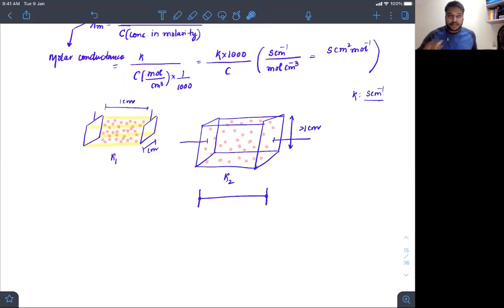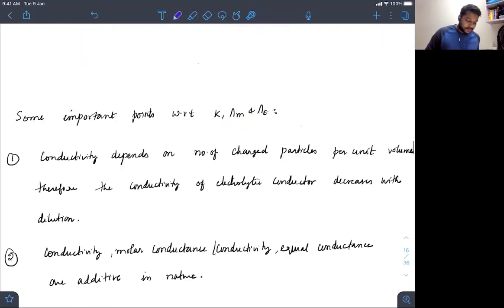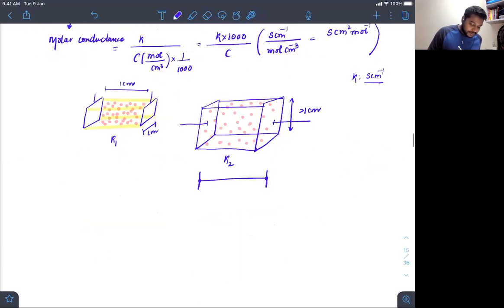Concentration भी decrease हो रहा है, क्योंकि आपने dilution किया। तो पहले यहाँ पर सोचो C1 है और ये C2 है, ठीक है? So obviously I can say that kappa 1 is greater than kappa 2 and C1 is greater than C2. Now dilemma comes that what happens to lambda m?